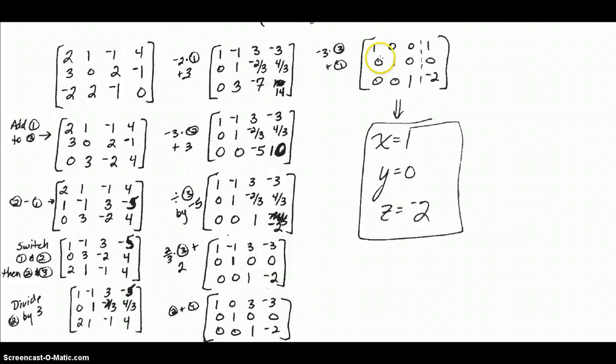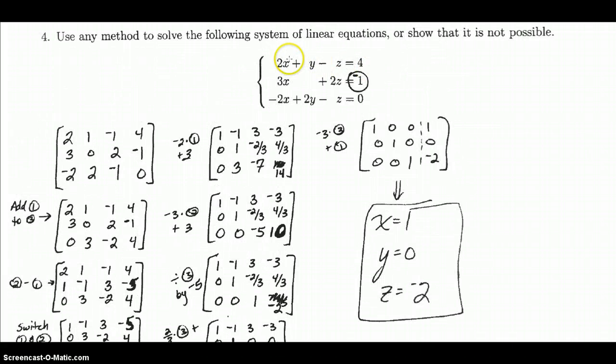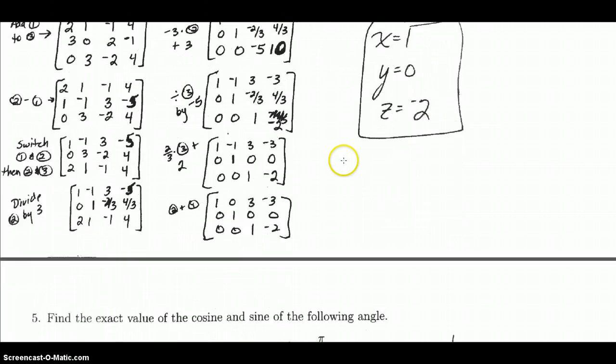And then what this tells me is, going back, remembering that I changed this form to the matrix, I can also go backwards. In other words, this is 1x plus 0y plus 0z equals 1. Another way of saying that is x equals 1. Similarly, y equals 0, z equals -2.